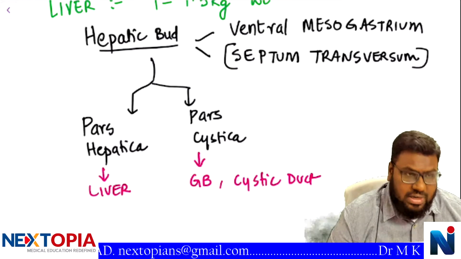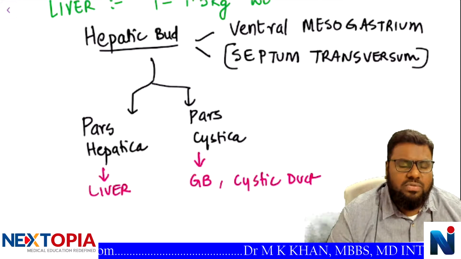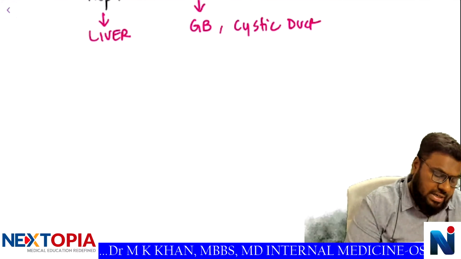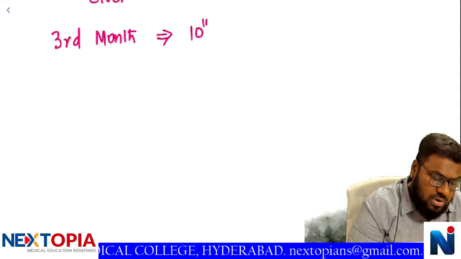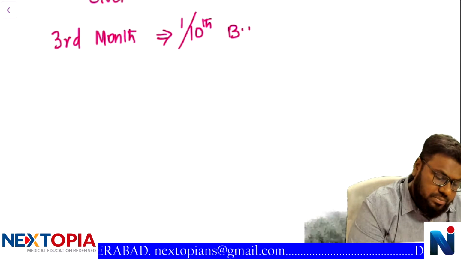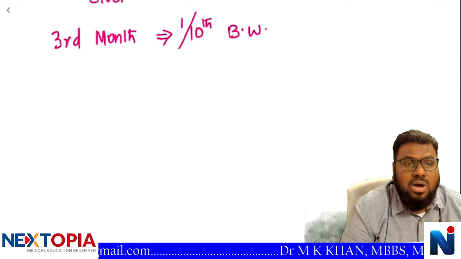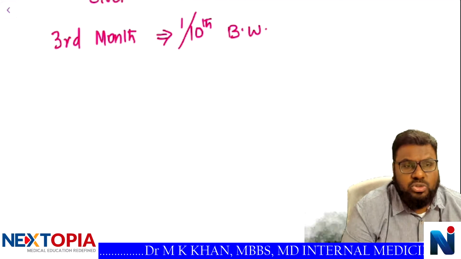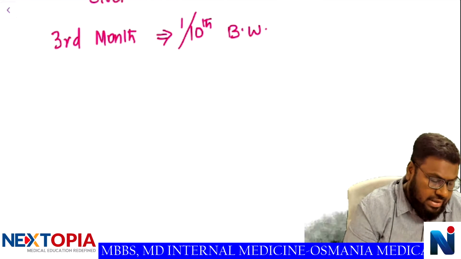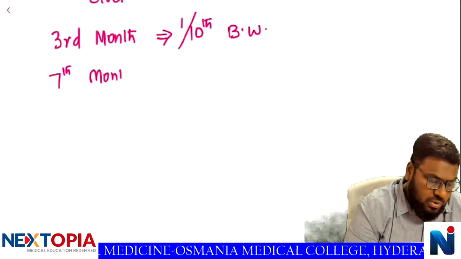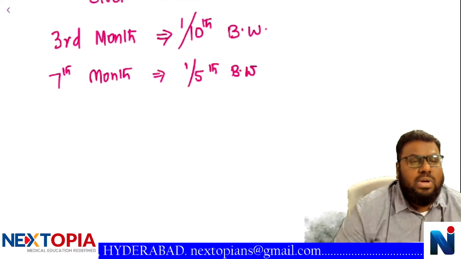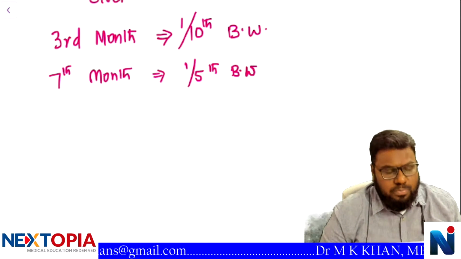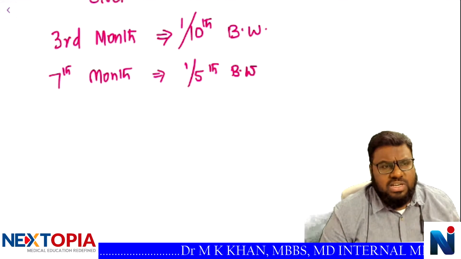Whereas in the third month of intrauterine life, I'll write it here, the liver contributes to around 1/10 of the total body weight. So it occupies almost the entire upper abdomen. Whereas in the seventh month, it is reduced to 1/5 of the total body weight. So relatively, the body is growing faster.